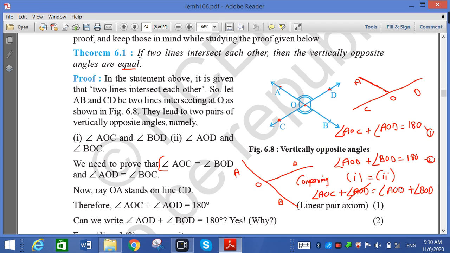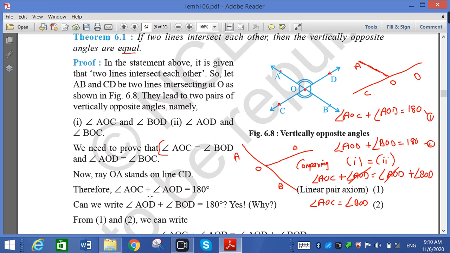So AOD cut. So angle AOC is equal to angle BOD. So we can get AOC is equal to BOD. So that is the explanation that we have proved. Now we have read it. So here AOC plus AOD is 180. Again AOD plus BOD, already I am writing. That is equation 1 and 2.